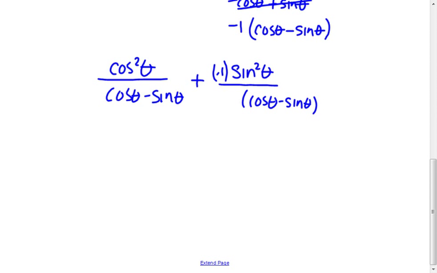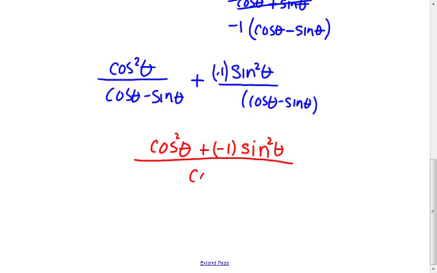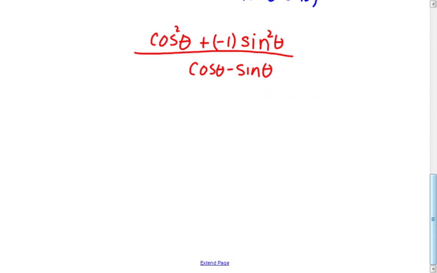Okay, so now I have common denominators and I can take cosine plus negative 1 times sine. Oops, I forgot my squared over here. And then my common denominator would be cosine minus sine. And I'm almost there. Okay? Obviously, when you add a negative 1 times sine, what you're really doing is taking cosine squared minus sine squared.